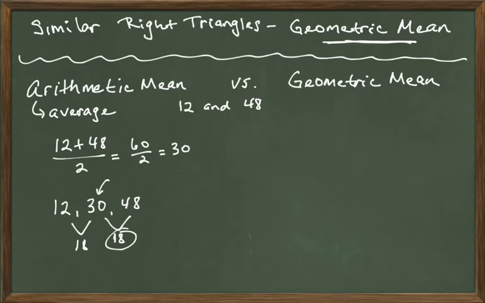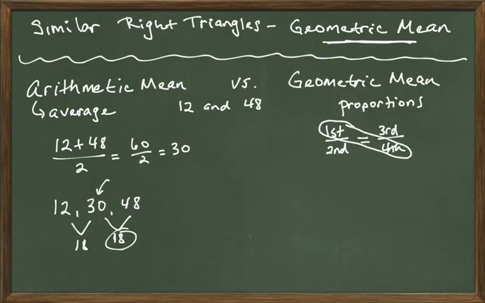So geometric mean is used with proportions. And remember, when you set up a proportion, you have one fraction equal to one fraction. You have the first number written here, the second number written here, there's a third number, and there's a fourth number written here. These two numbers here, we call those the extremes, the beginning and the end. In this case, it would be our 12 and our 48. That's our beginning and ending numbers. This number here is the means, the geometric mean between those two numbers.